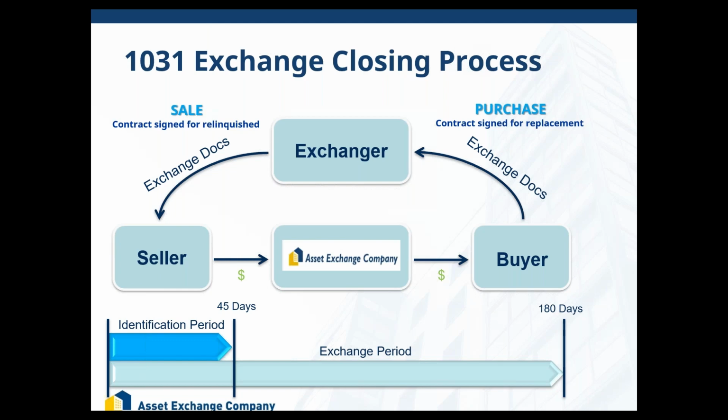180 days to close. The first 45 days of the 180 is the identification, or ID, period. We're going to be sending out that identification ID letter. The client's going to fill it out, sign it, and get it back to us by midnight of the 45th day. Now, once they get one of those properties under contract that they identified, we'll need to get a copy of that contract as well. And just like on their sale, where we needed the contact information for the person handling their closing, it's going to be the same thing for their purchase.